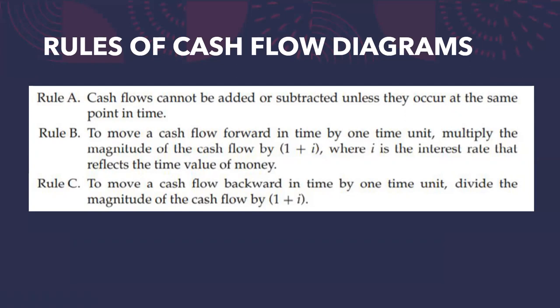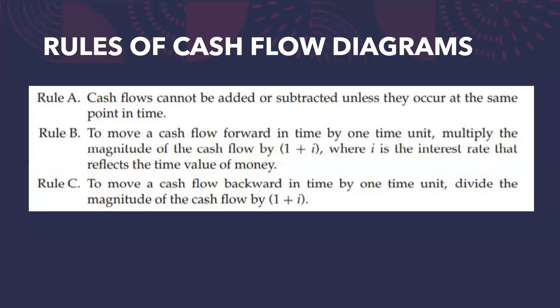Rule B is to move a cash flow forward in time, that means a present value to match it with the future value, by one time unit. What it means by one time unit is, if you want to move a present value to the future value after 1 year, then to move the cash flow forward one time unit, multiply the magnitude of the cash flow by 1 plus i. That is what we do in the equation as well, where i is the interest rate that reflects the time value of money.